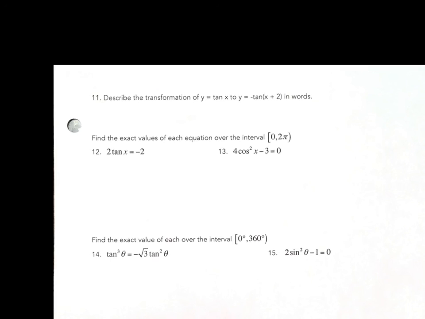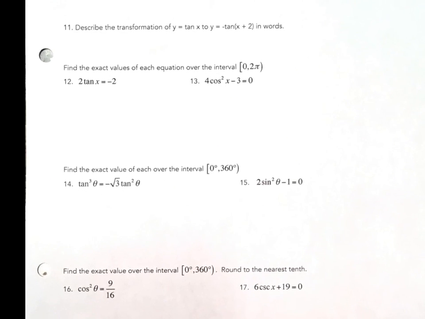Number 11 is definitely on the test. I can tell you it's also multiple choice. So this is, the negatives, of course, reflect over the x-axis. And the plus 2 means it's going to move to the left 2.